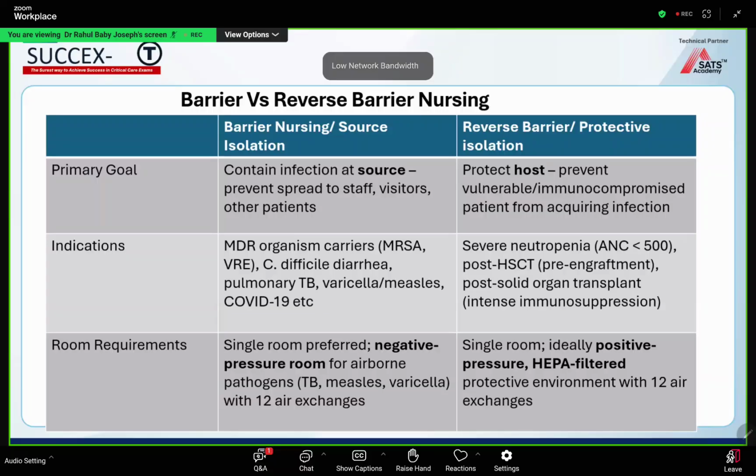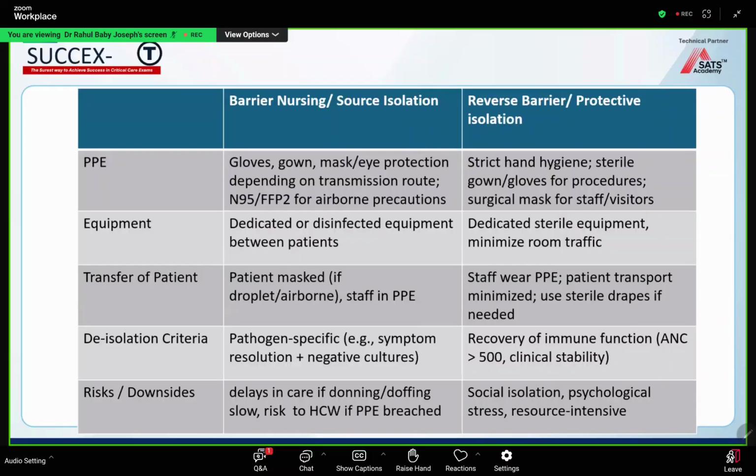In barrier nursing, a single room is preferred in terms of contact isolation. If it's an airborne isolation, a negative pressure room is preferred, especially for conditions like TB, measles, and varicella, with 12 air exchanges per hour. In reverse barrier, a single room is preferred, ideally with positive pressure and HEPA filtered, with a protected environment with 12 air exchanges. For PPE, depending on the condition in barrier nursing, if it is a contact isolation, glove, mask, and gown are fine. Or if it is airborne, you might have to go for an N95 or other airborne precautions.